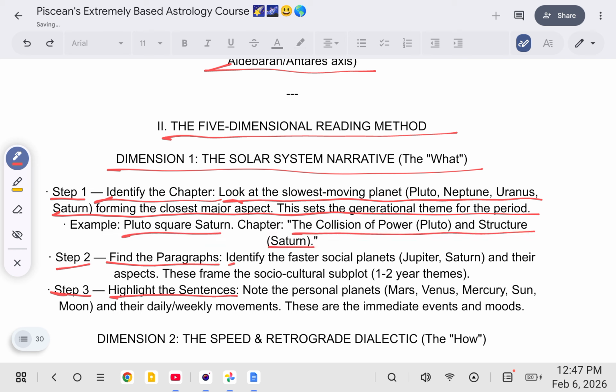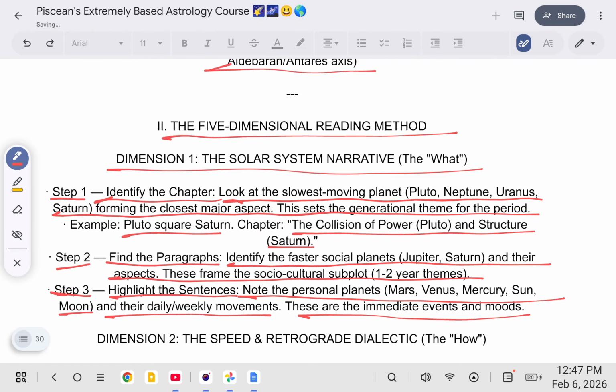Find the paragraphs. Identify the faster social planets, Jupiter, Saturn, and their aspects. These frame the sociocultural subplot, 1 to 2 year themes. Highlight the sentences. Note the personal planets, Mars, Venus, Mercury, Sun, Moon, and their daily, weekly movements. These are the immediate events and moods.